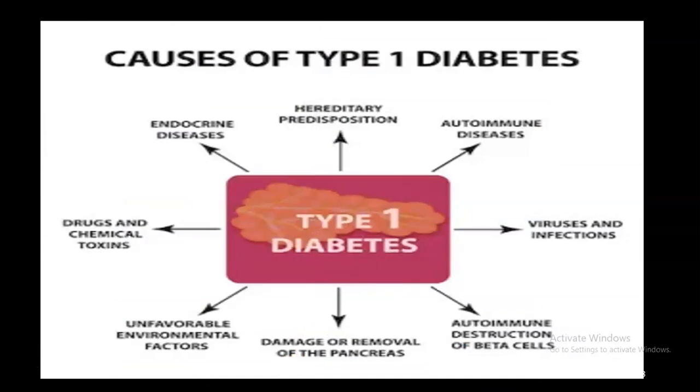So these are some of the causes of type 1 diabetes. You can see from this picture: endocrine diseases, hereditary predisposition, autoimmune disease, viruses and infection, etc.